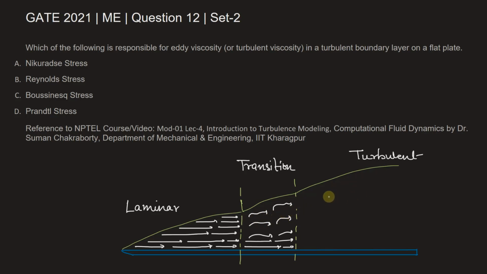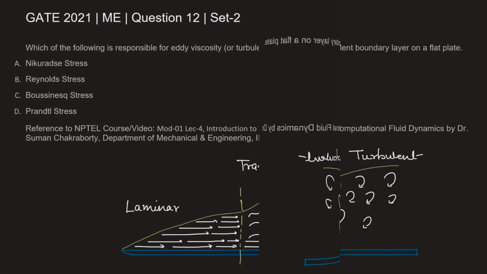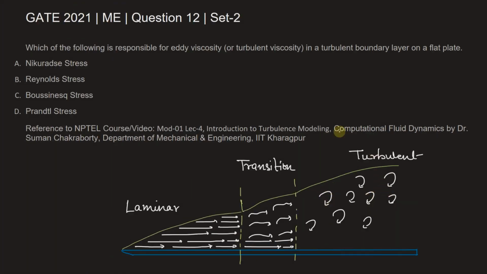But when the flow reaches the turbulent region, a lot of eddies and swirls will be formed here like this. So lots of eddies will be responsible for turbulent viscosity. These swirls or eddies are responsible for eddy viscosity or the turbulent viscosity in the turbulent region. Now we'll go through all the stresses listed here and see which stress is responsible for eddy viscosity or the turbulent viscosity in the turbulent region on the flow over a flat plate.